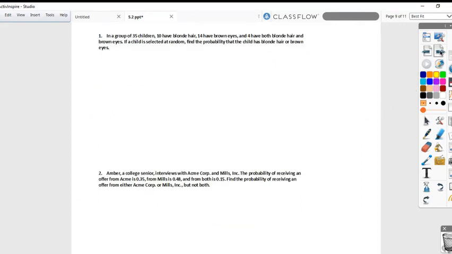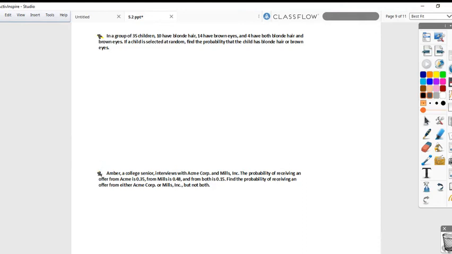In a group of 35 children, and don't worry about the numbers, I forgot to delete the numbering on these, so just ignore that part. I just put some examples up. And that is somebody's alarm going off in my house. It's early in the morning. Sorry.